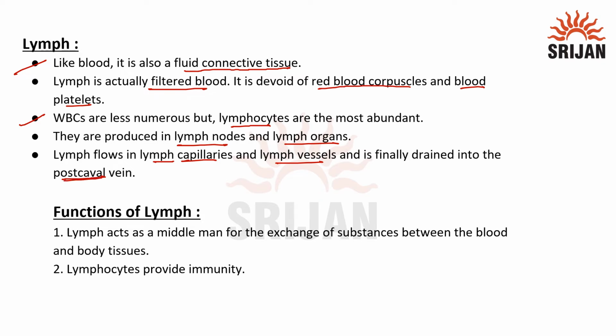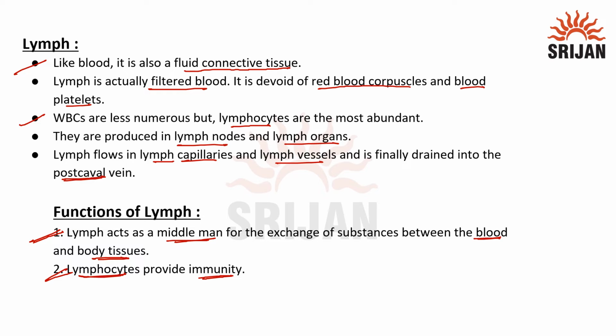Now talking about the function of this lymph, this lymph is going to act as a middleman between the blood and other body tissue. So it is going to exchange certain substances, it is going to carry the substances from this blood to that body tissue, and this lymph is also going to provide the immunity since it has the lymphocytes.